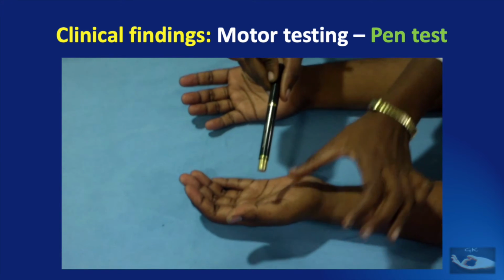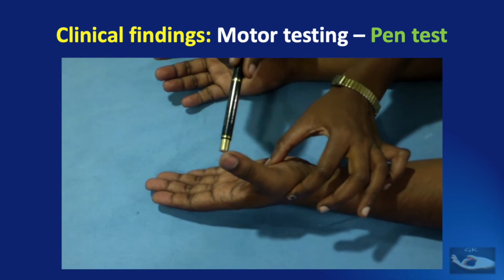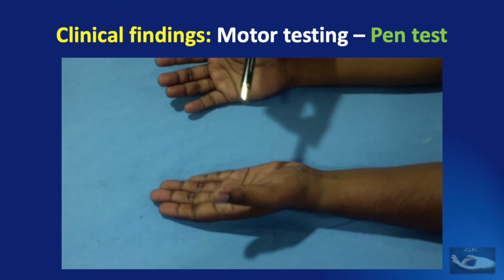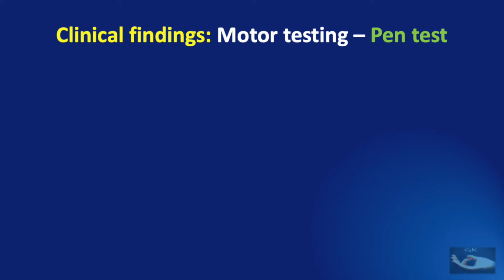This is then tested on the affected side, and while the patient is doing this, we need to palpate for the contraction of the underlying muscles to confirm that it is the abductor pollicis brevis that is acting. In this patient, as demonstrated, the pen test was negative.